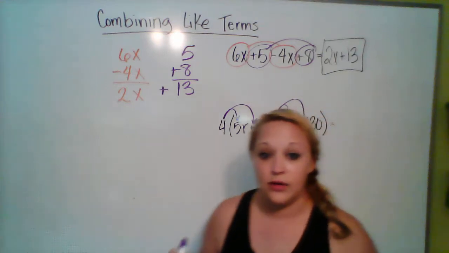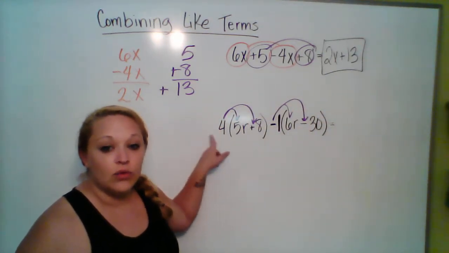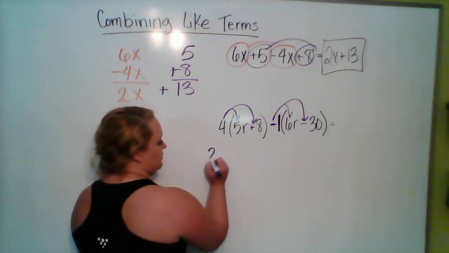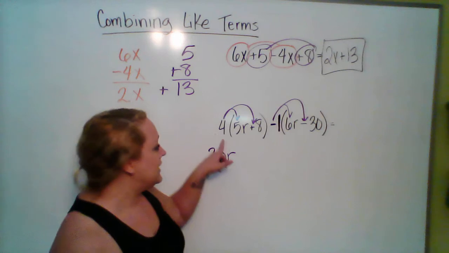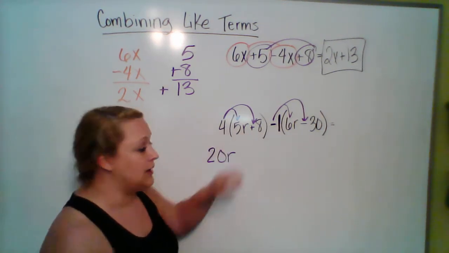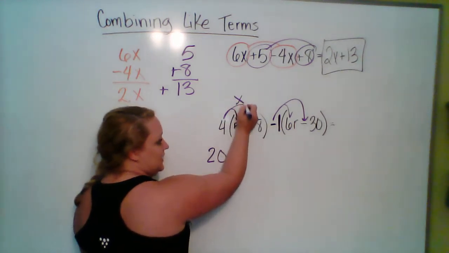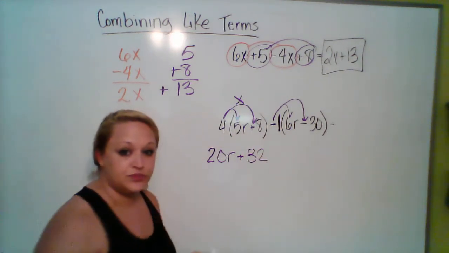So now we're going to work them out. So here we go. I have 4 times 5R. Well, 4 times 5 is 20, and then the R just stays the same. Okay? Now I have 4 times positive 8, and so we're going to multiply again. So 4 times positive 8 would give me a positive 32.